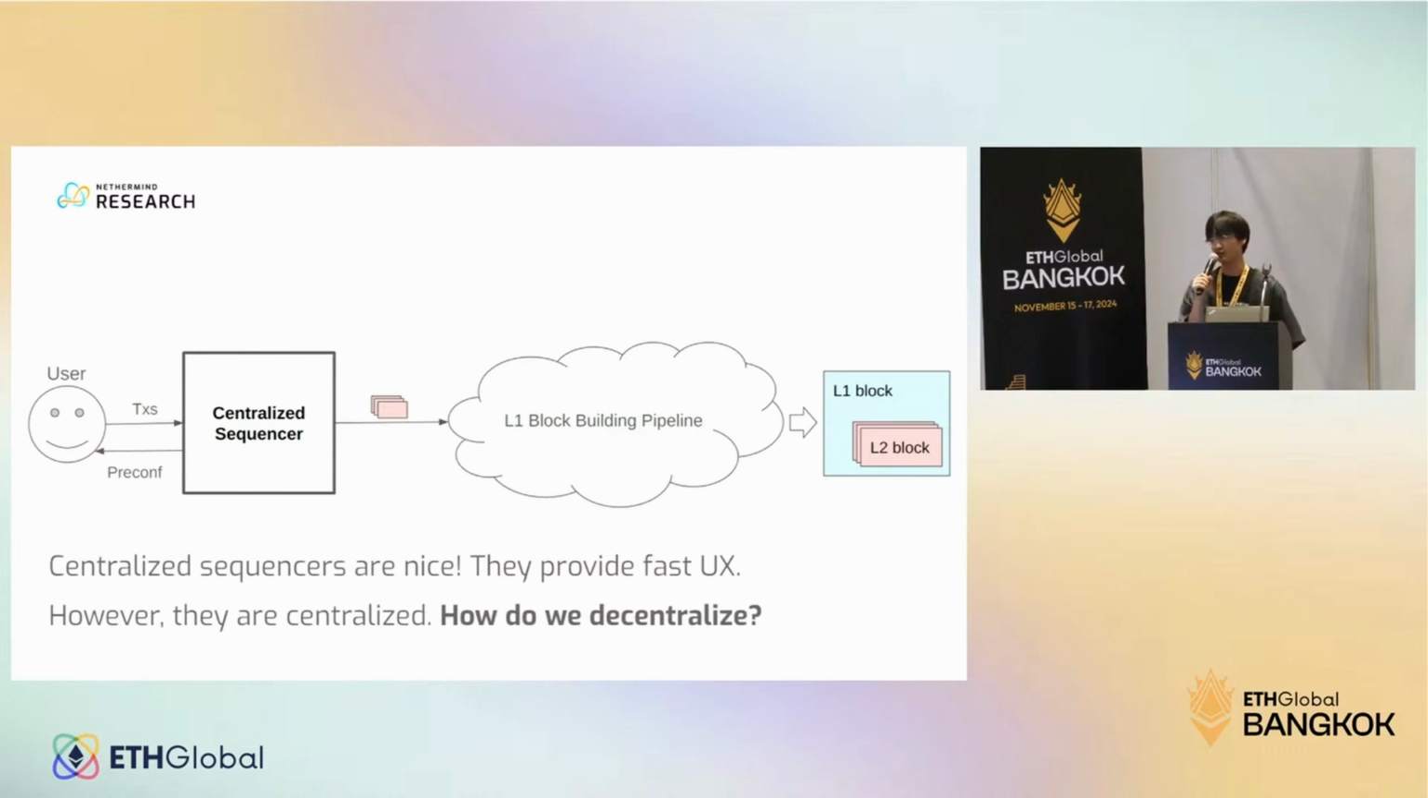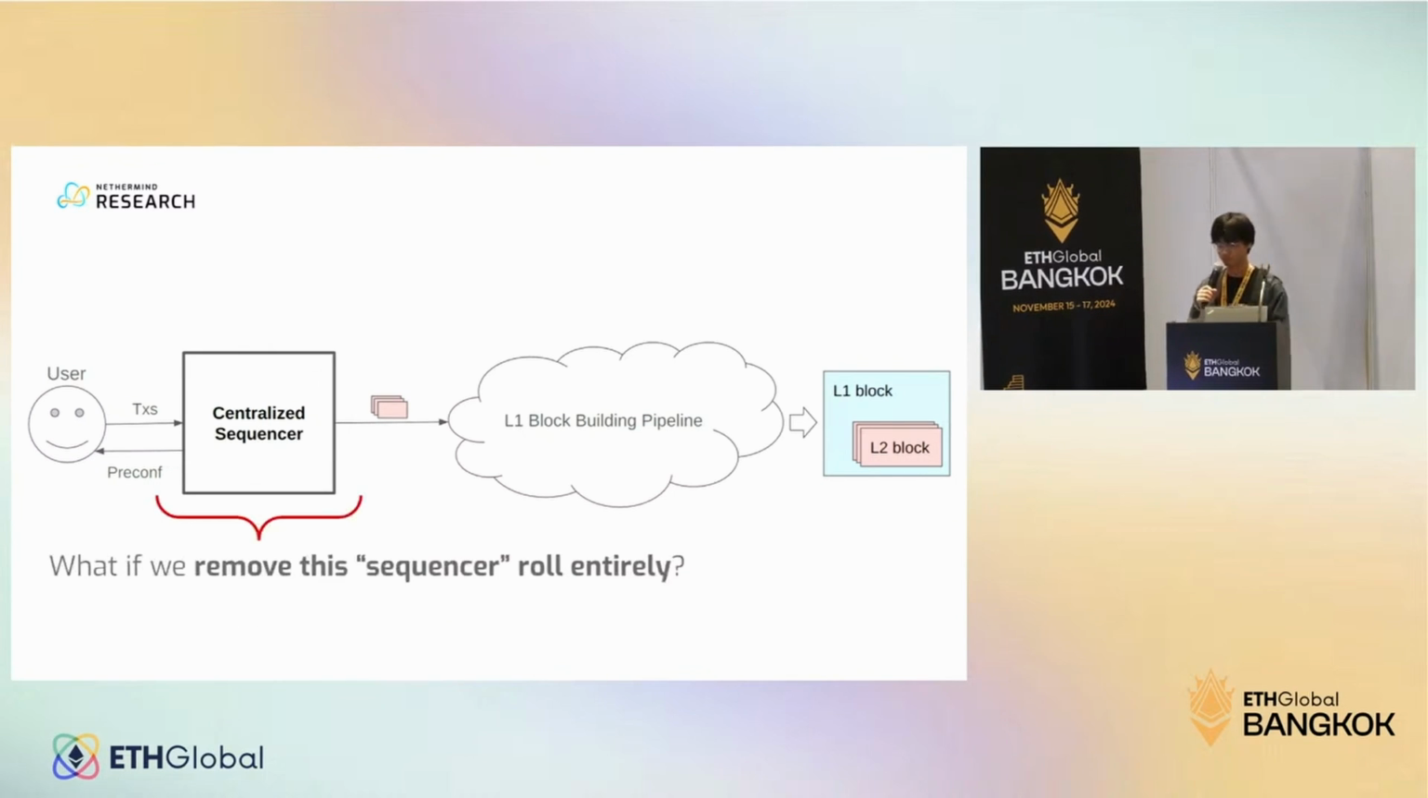However, they are centralized. You have this single point of failure in the whole system. So that is not great. So the big question here is, how do we decentralize the centralized sequencer? And this brings us to the idea of based rollups.